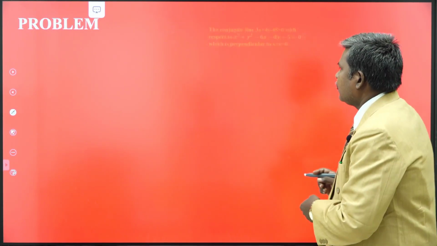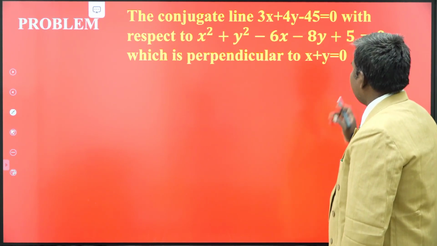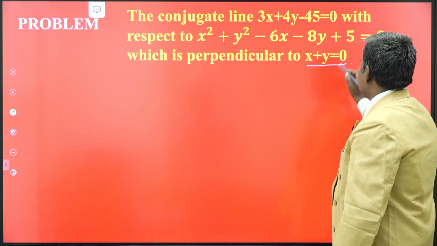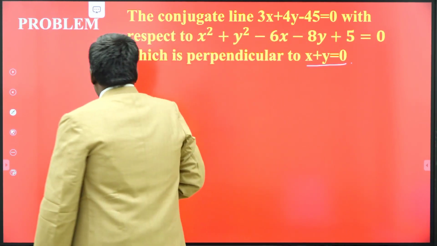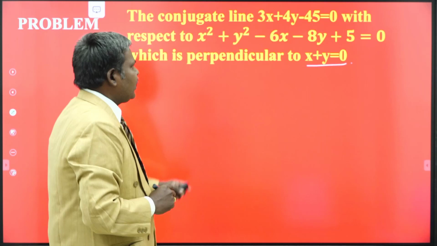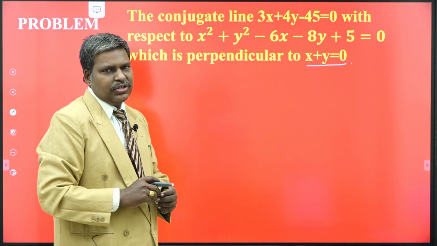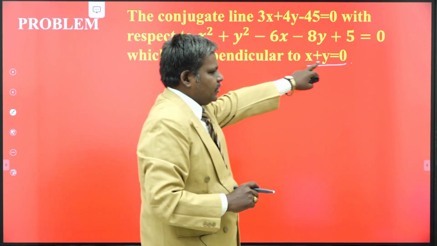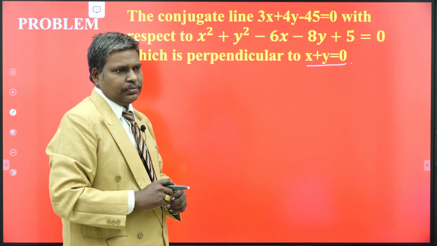Now let us see another problem here. The conjugate line of 3x plus 4y minus 45 equal to 0 with respect to some circle which is perpendicular to x plus y equal to 0. So what you have to find out here? We have to find out the conjugate line of 3x plus 4y minus 45 equal to 0 with respect to the circle that will be perpendicular to this line, x plus y equal to 0.